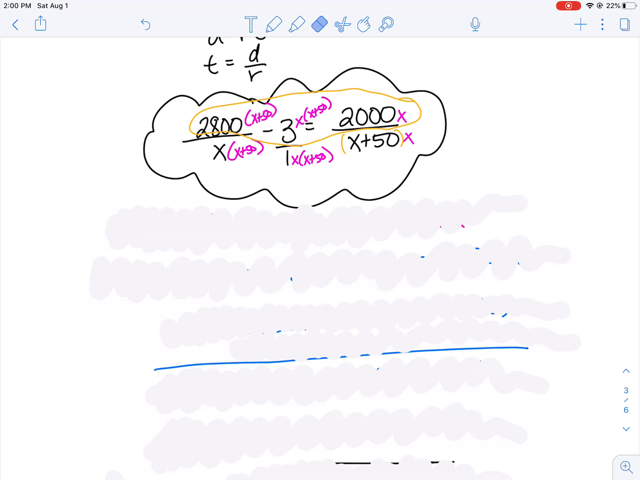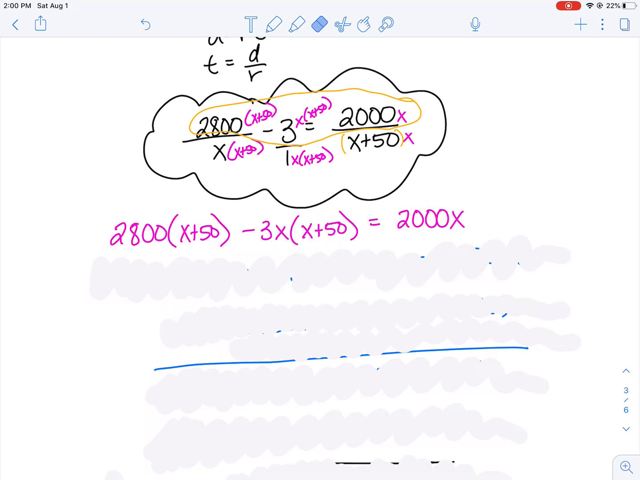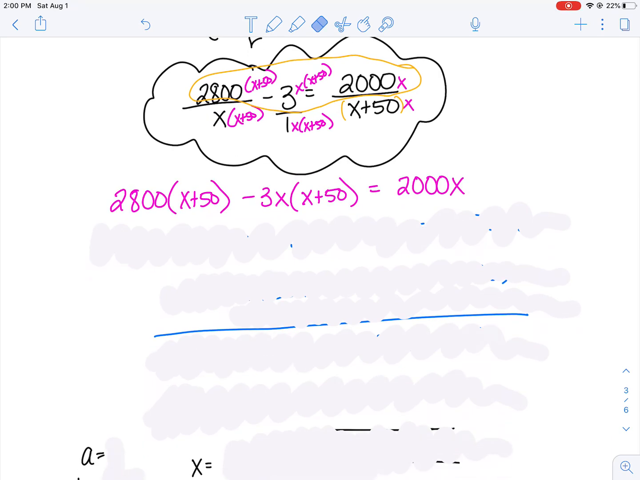So it looks like my top has a 2,800 times an x plus 50. It has a minus 3x times an x plus 50, and it's equal to 2,000 times x. I can go ahead and distribute to get rid of the parentheses.